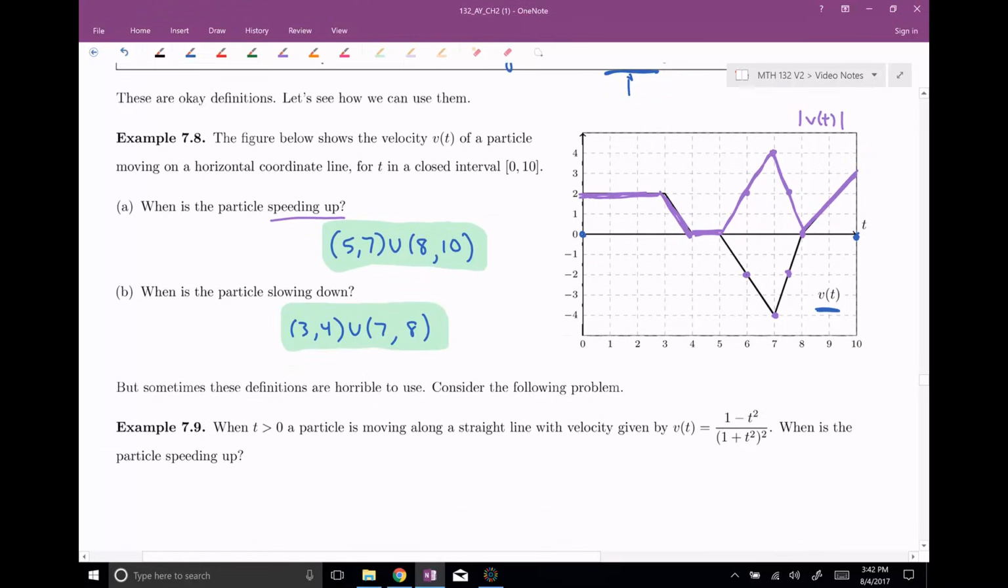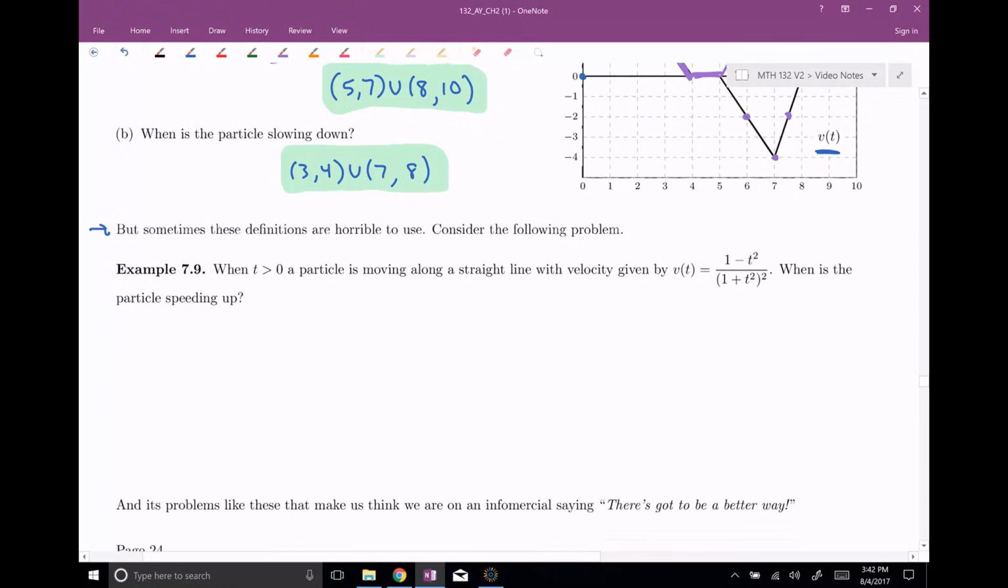But as I mentioned right here, sometimes these definitions are horrible to use. So I'd like to consider the following problem. We won't actually solve it all the way out, but just see how it goes bad. So here's my velocity. If I want to talk about speed, then I'm talking about the absolute value of velocity. That's going to be equal to the absolute value of (1 minus t squared) divided by (1 plus t squared) quantity squared, all inside of my absolute values. So now this is the thing that I want to take the derivative of and figure out when it is positive and when it is negative. And again, having these absolute values, it's not impossible. We can figure out a way to work around this, but it is very difficult.